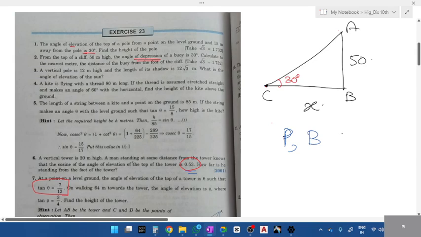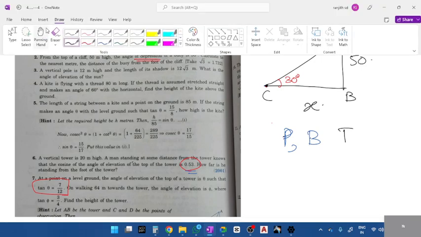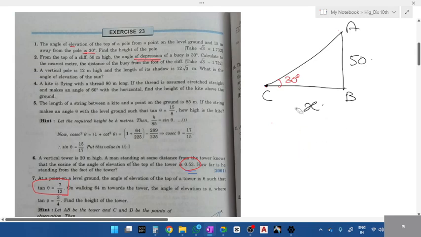Sine, cos, or tan? Which one? Now tell me the value. What is given here? Tan 30 is equal to perpendicular by base, x, right? But what is the tan 30 value?